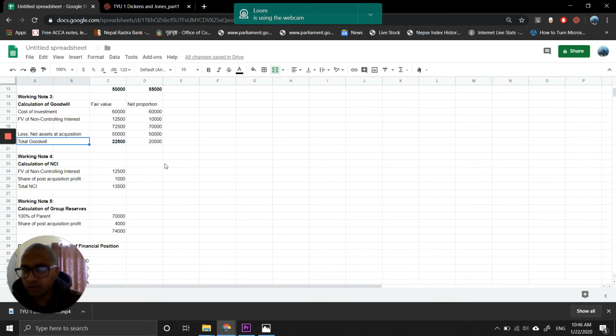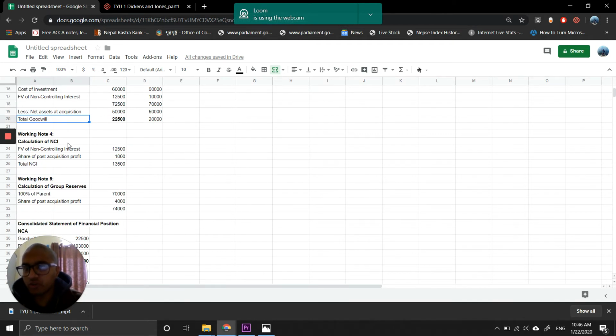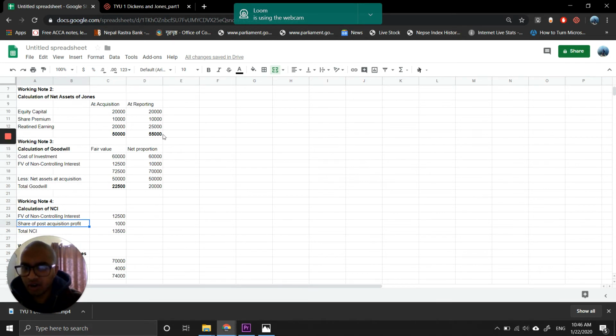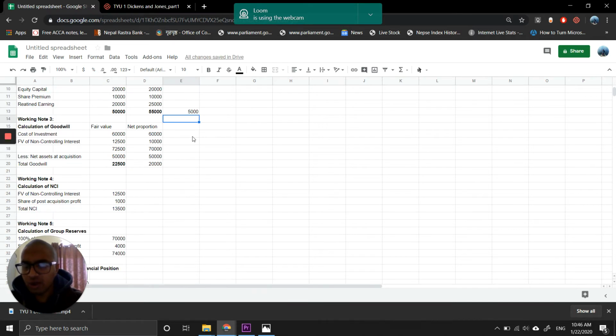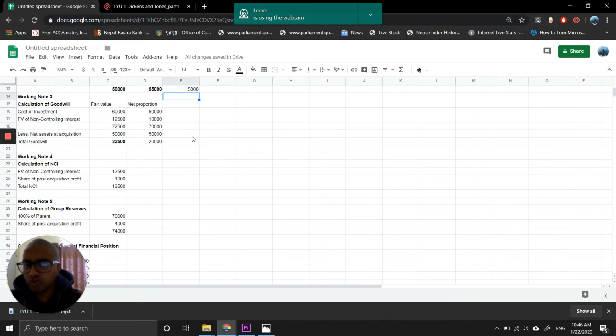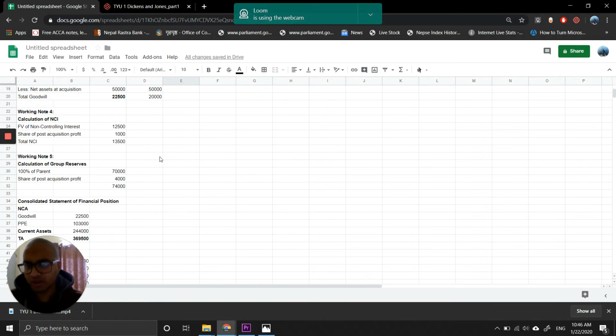So working note 5 would be, you would calculate the non-controlling interest. So the fair value of non-controlling interest is 12,500, and then the share of post acquisition profit is 1,000. So this is after the company has acquired, there has been a change in profit. As you can see, if you subtract this minus this, you would get 5,000, right? So out of 5,000, there will be two different parts, right? It will be split between the parent and the group, right?